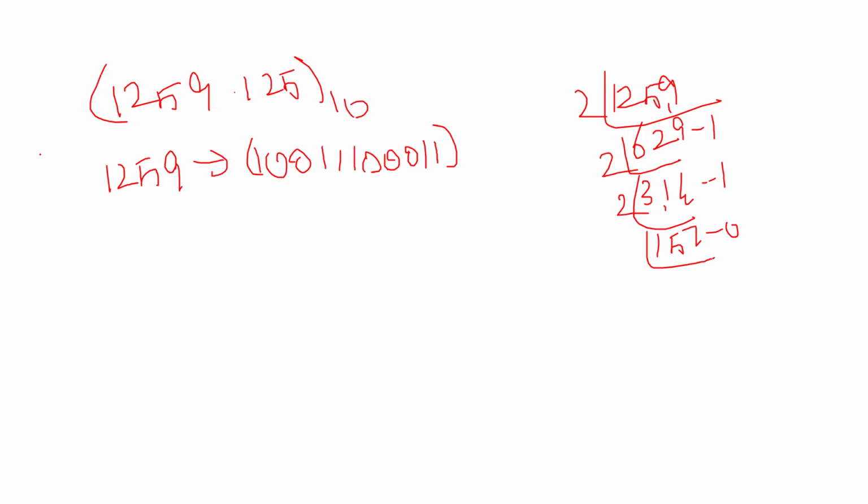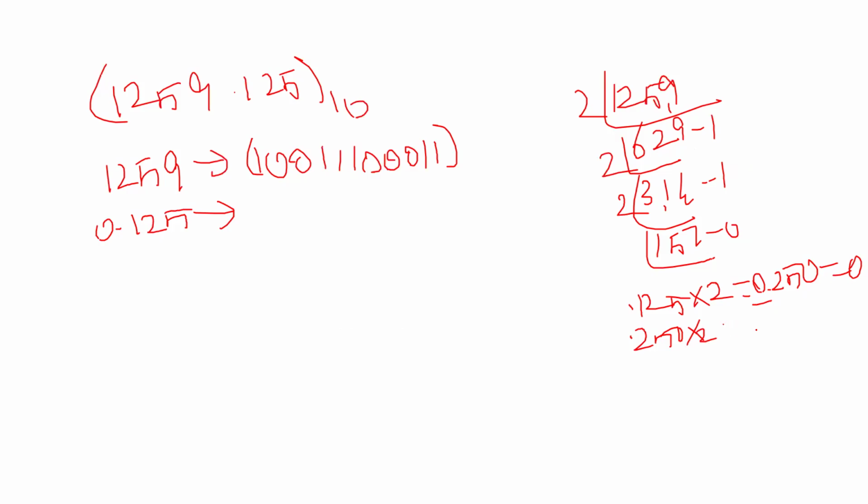Okay, now 0.125. What is the answer we will get? We can do that now. 0.125 into 2, what answer do we get? 0.250, yes. So this 0 we have to take here, and this 0.250 into 2 gives 0.500. Now this 0 we keep here, and this 0.500 into 2 equals 1.000. So this 1 we have to take here, that's all.